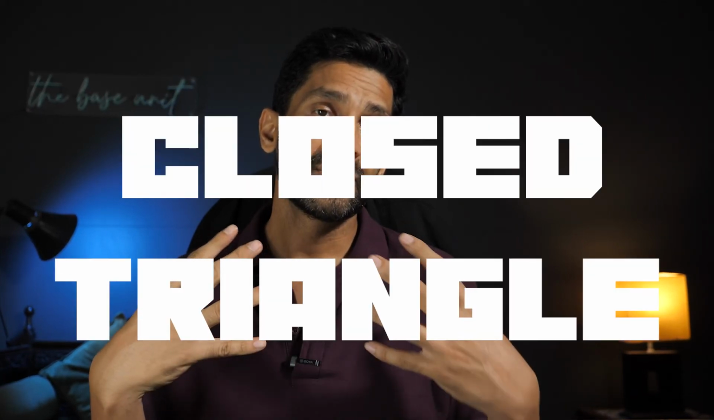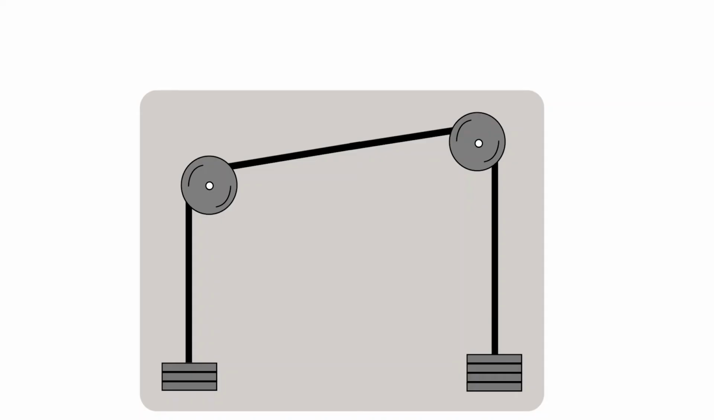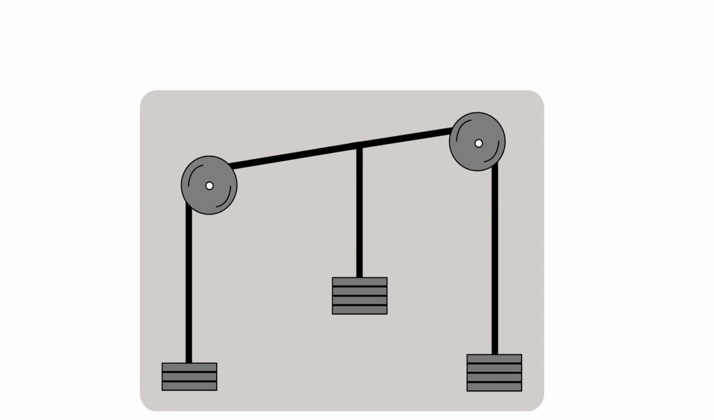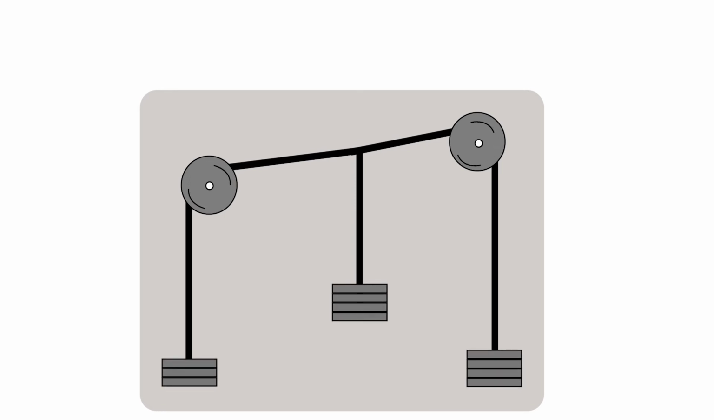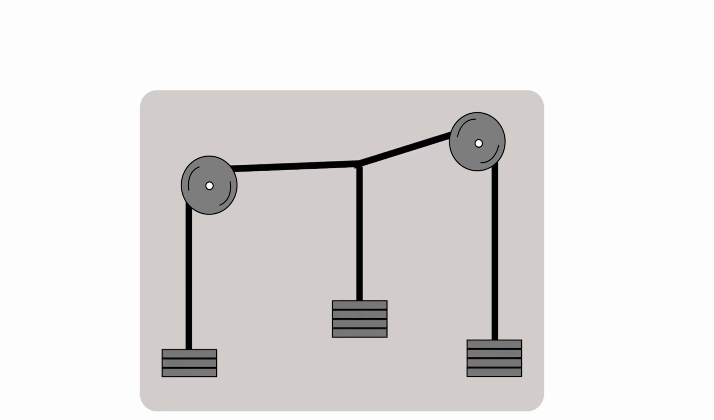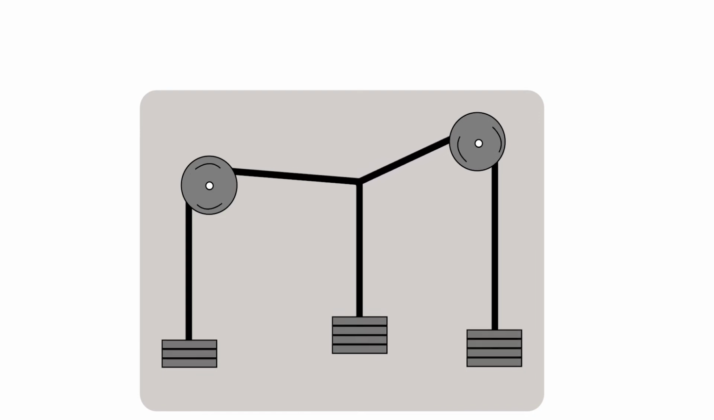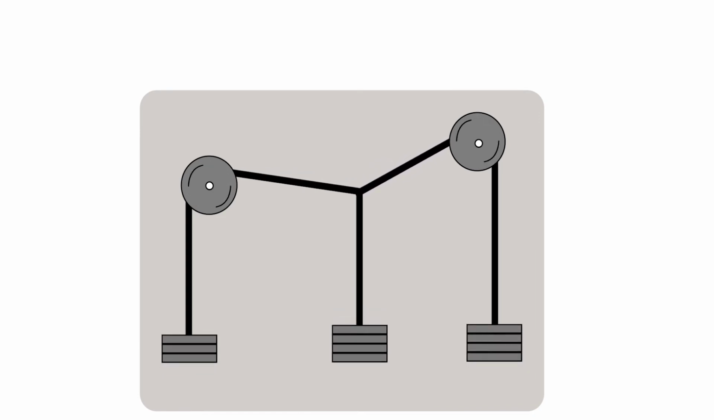Now, another concept that you have to understand when it comes to vectors is known as a closed triangle. So say, for example, I have two weights that are hanging on pulleys. Now, one of the weights is balancing the other one, so they're in some kind of equilibrium. Now, if I take one more string and hang another weight down the middle, then I have three weights, and you can see that the whole system adjusts itself to find a new equilibrium. So now I have three forces acting on this point in the middle.